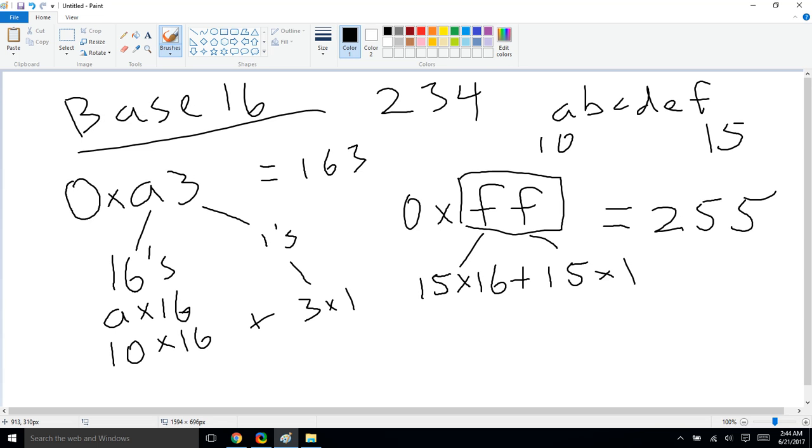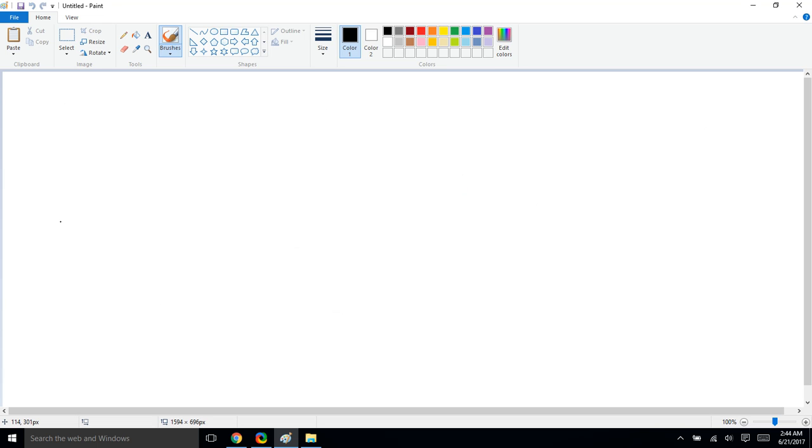Alright, that's base 16. So we can take a base 16 number and convert it to decimal just by writing out the powers of 16 and adding them up. Let's look at base 2, which is called binary.